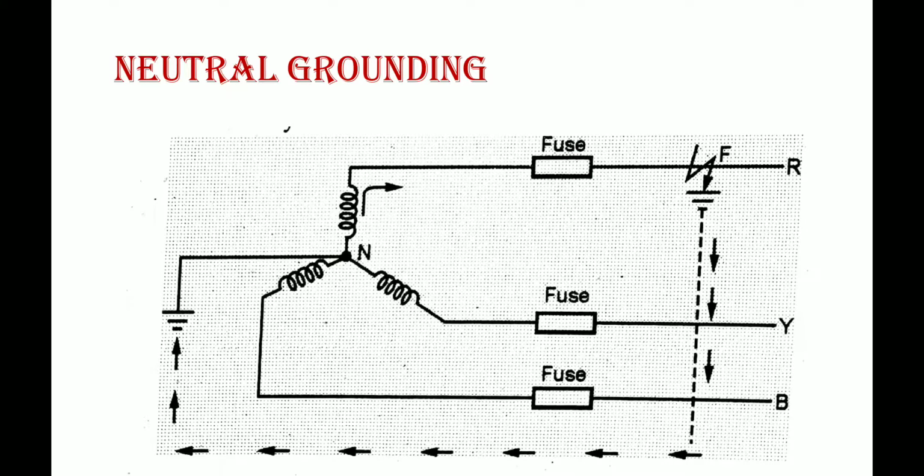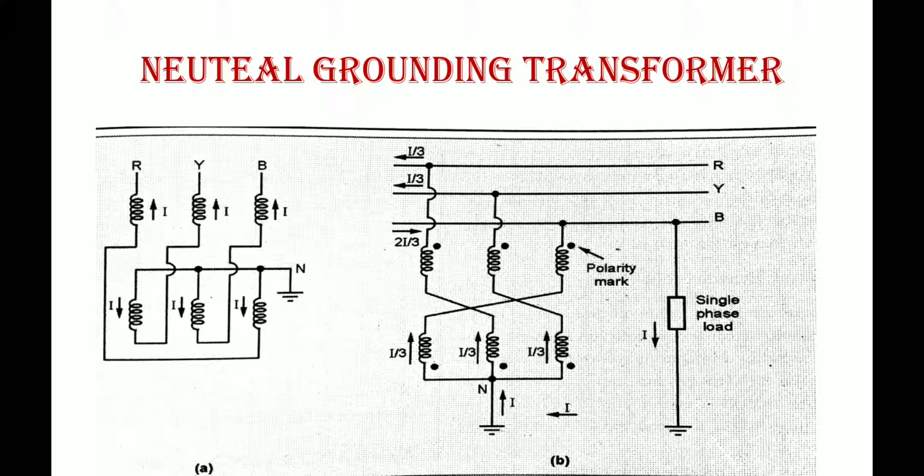So next, one more important topic is the neutral grounding transformer. So what is the meaning of neutral grounding transformer? Sometimes it is very much required to create a neutral point. Where is it necessary? In the case of a delta connected system, there is no neutral point. So in such systems, we have to create the missing neutral connection point.